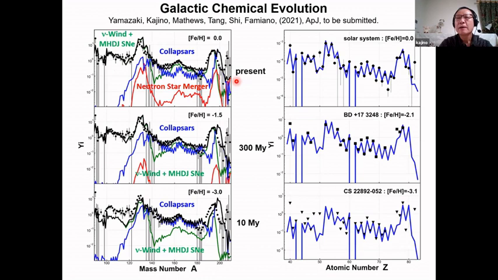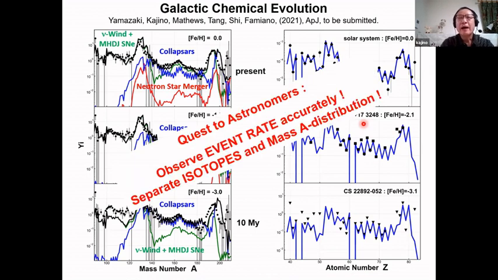Very interestingly, or unfortunately, even today, by using a big telescope, astronomers could not separate the isotopic mass abundances, but only elemental abundances. Although these different astrophysical sites of the r-process can make different contributions and abundance patterns as a function of A, the atomic number dependence is more or less similar. So our request to astronomers is that please observe the event rate accurately and also separate the isotopes, not only the elemental abundances.